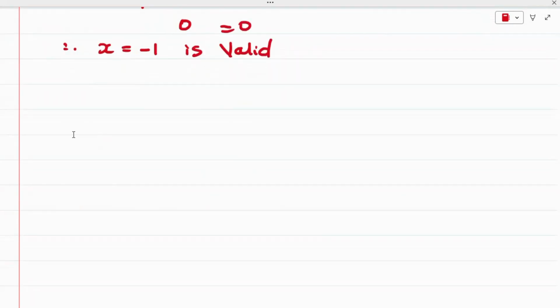So we have this root. So the next thing we want to do right here is to divide the polynomial, which is x raised to the power of 4 minus 4x squared minus x plus 2.